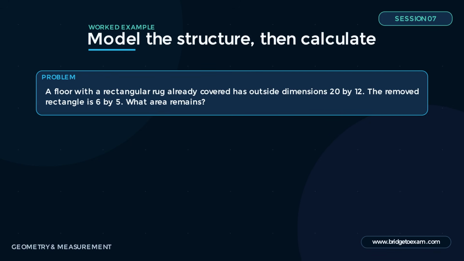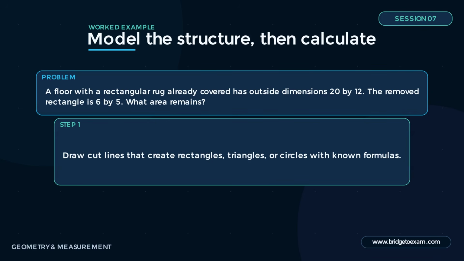A floor with a rectangular rug already covered has outside dimensions 20 by 12. The removed rectangle is 6 by 5. What area remains? Step 1 is to organize the information. Draw cut lines that create rectangles, triangles, or circles with known formulas.